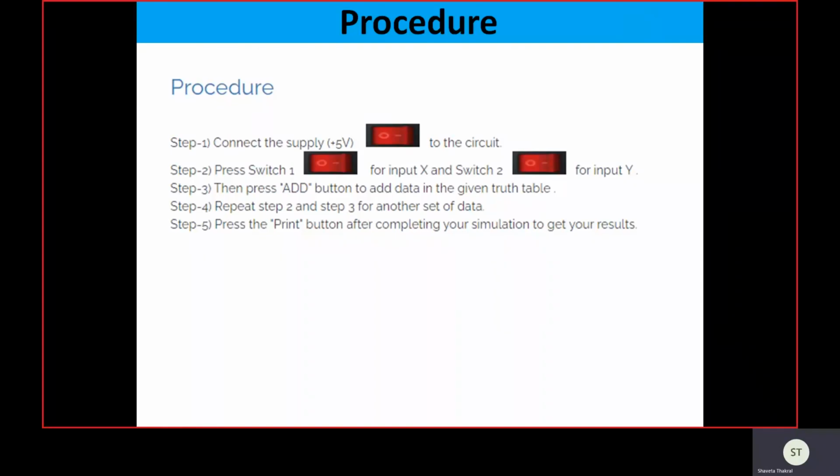So we have to follow this procedure and perform the experiment step by step. So let's go to the website and perform the experiment step by step.